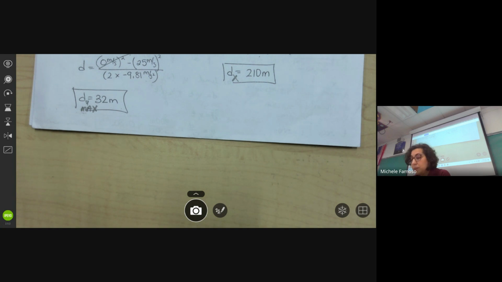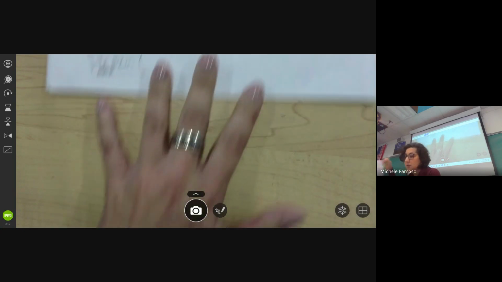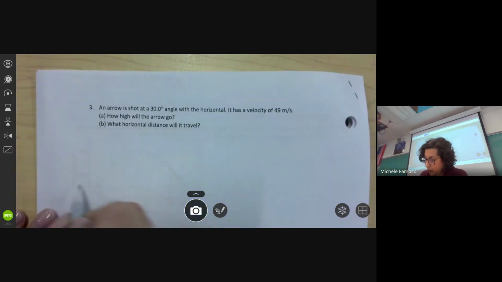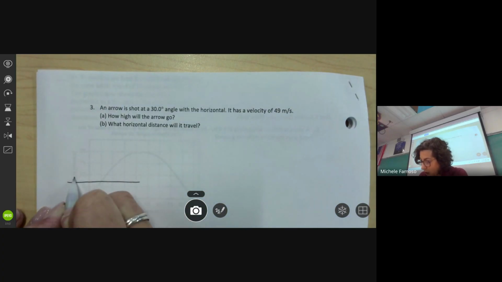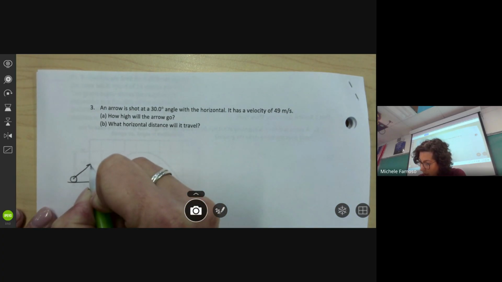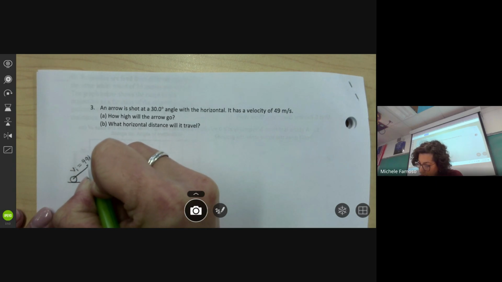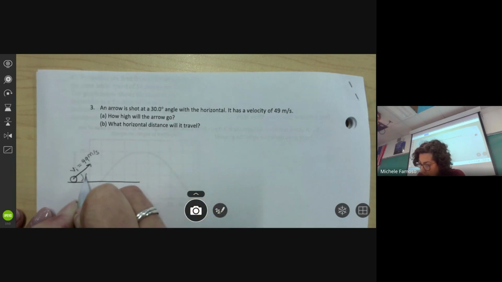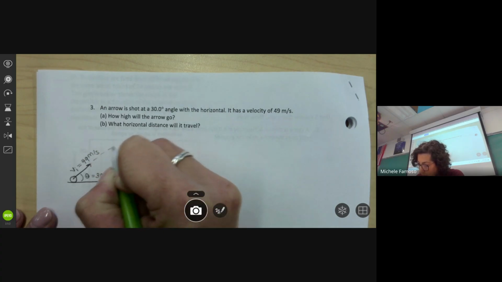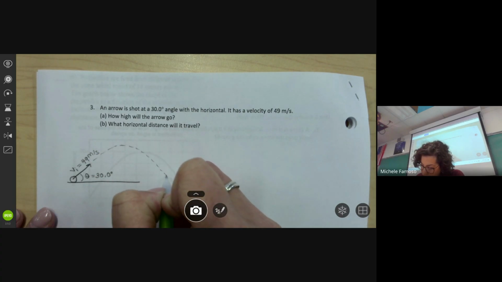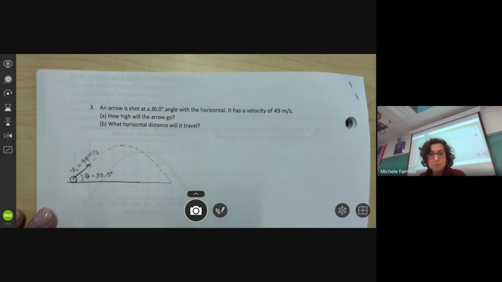Josh? 3A. All right. I want to know in number 3A how high this goes. So let's make sure we know what we're doing. First of all, in this question, I'm giving you the initial speed as 49 meters per second, and the launch angle is 30.0 degrees. We know this is going to go up and out.